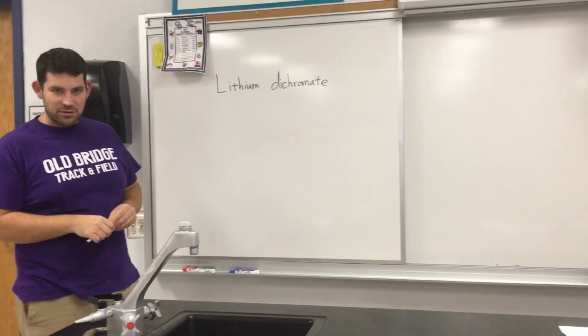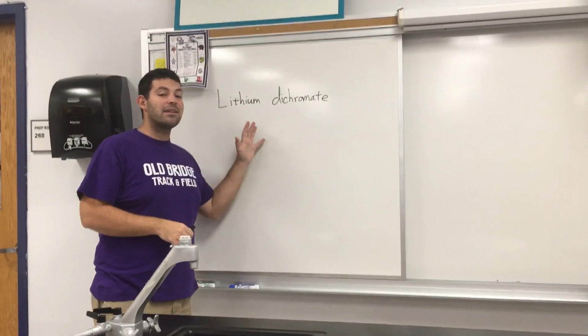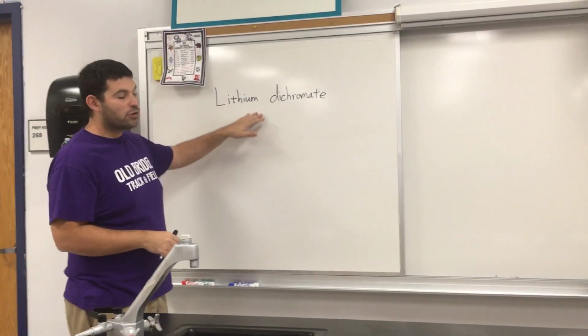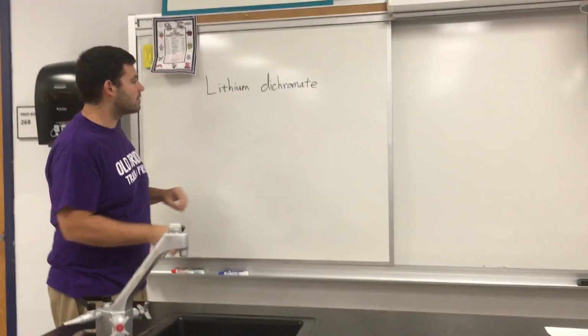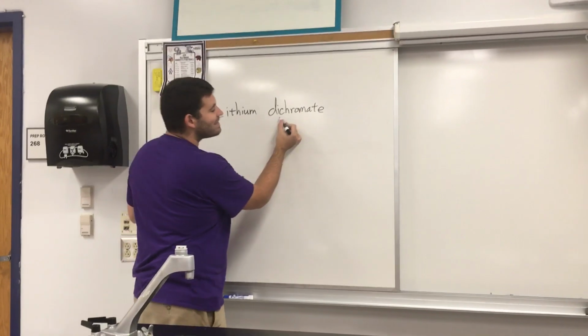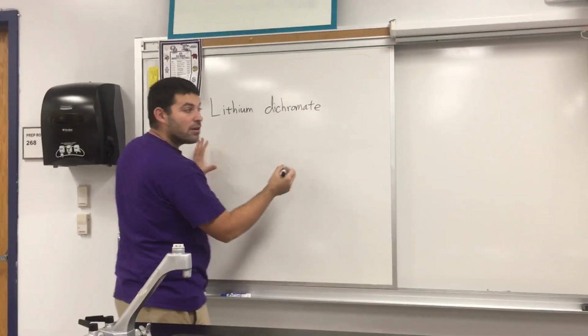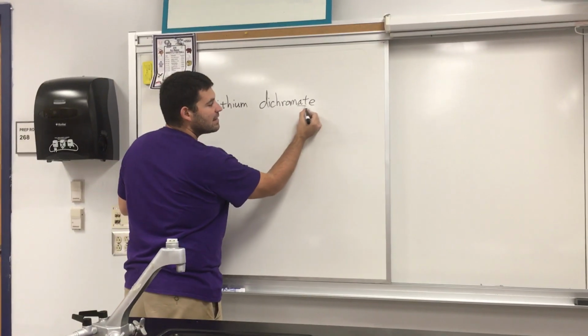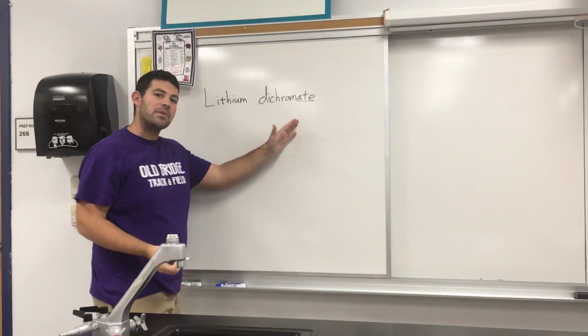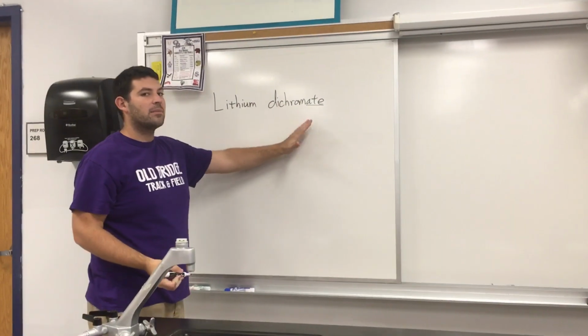All right, hello chemistry students. We are looking at writing the formulas for tertiary ionic compounds. So we're given the name lithium dichromate. I know it's going to be tertiary because that ATE ending is telling me this is a polyatomic ion.